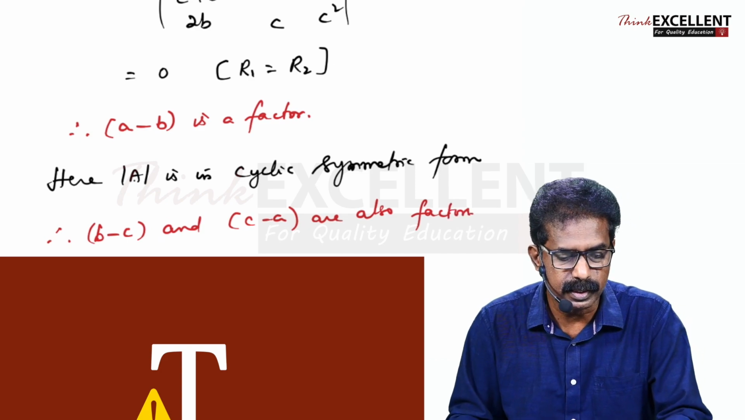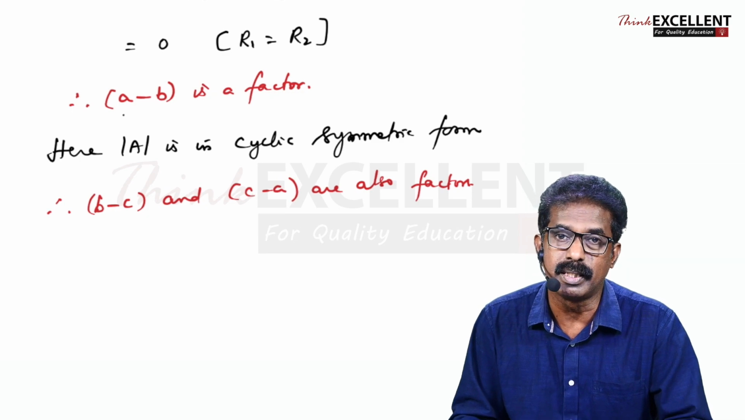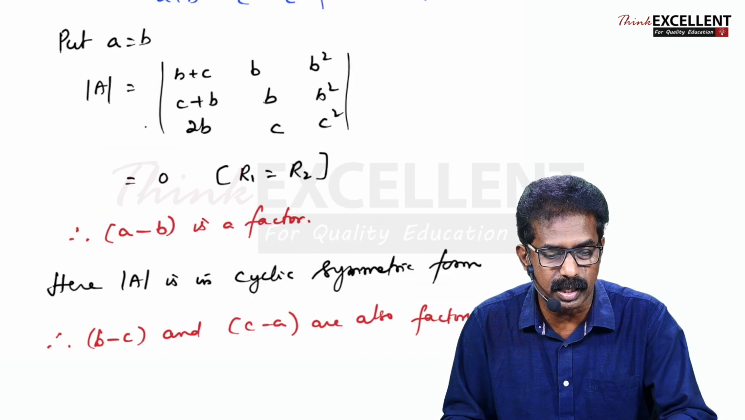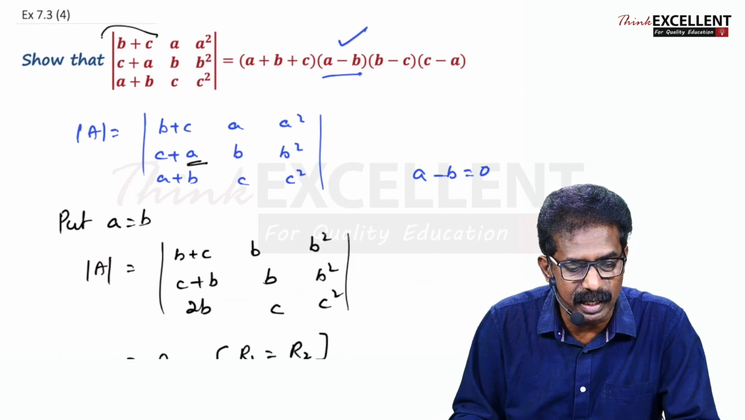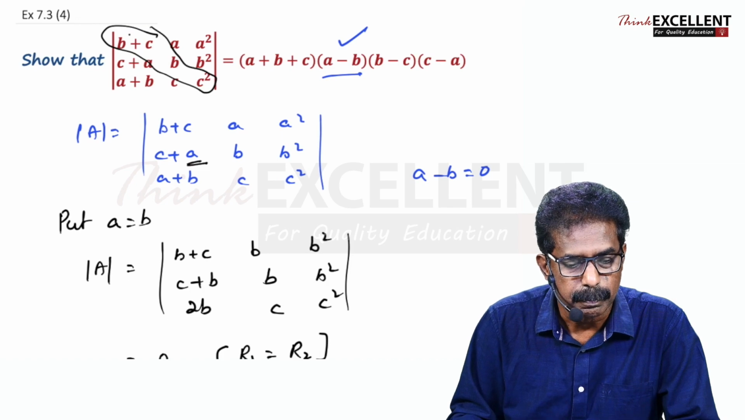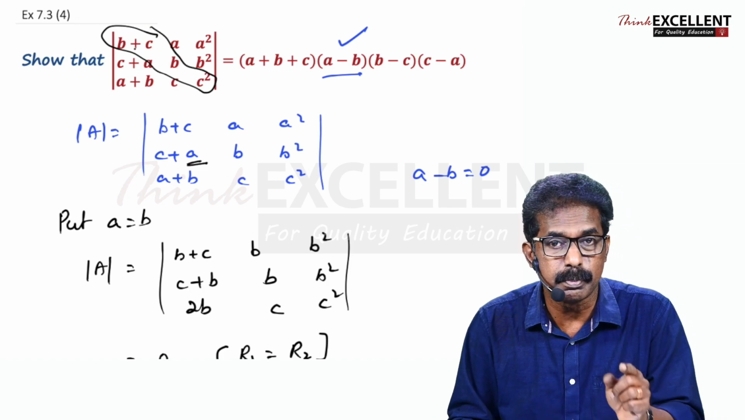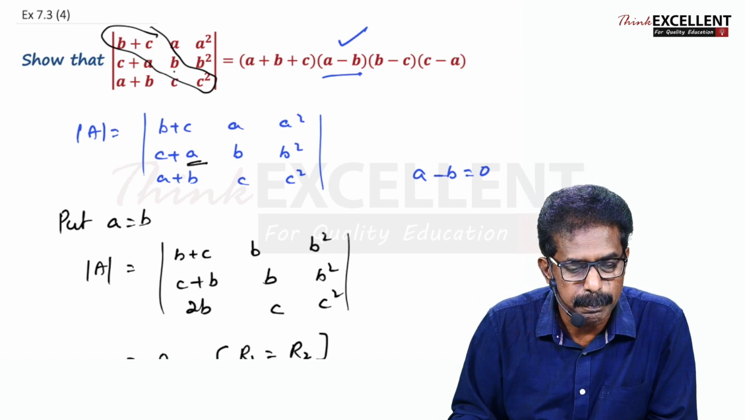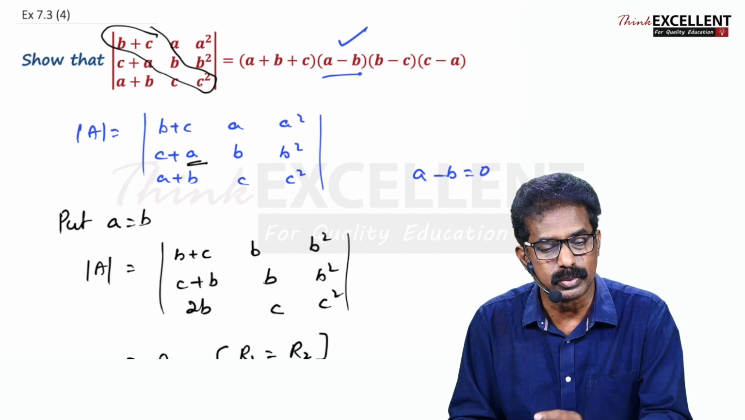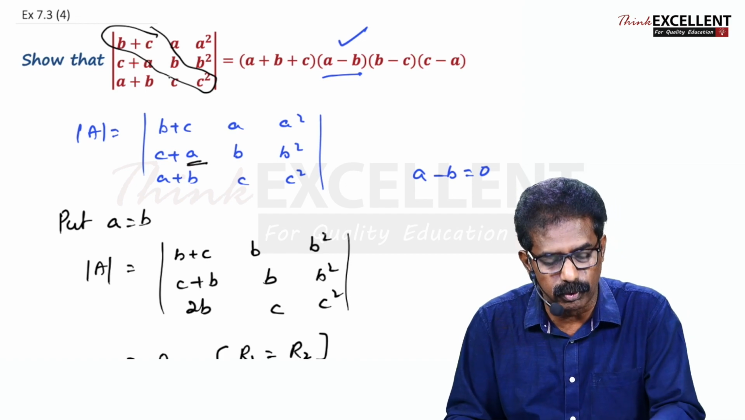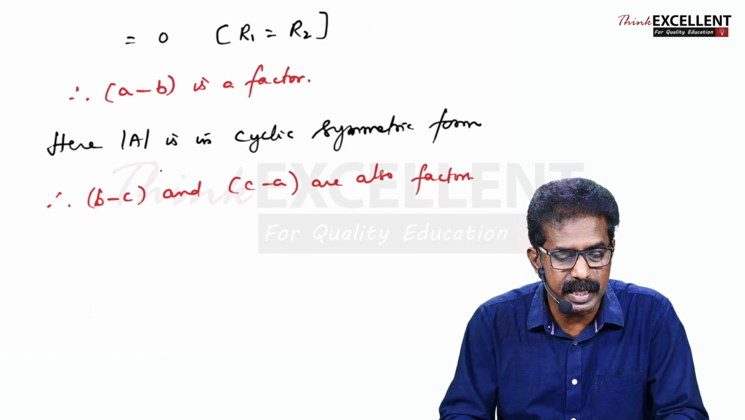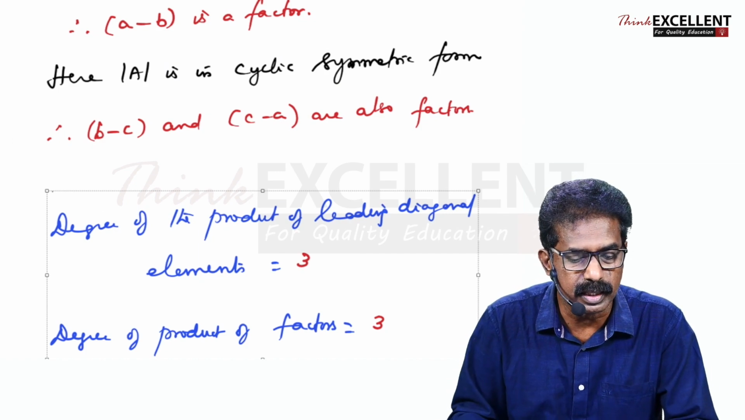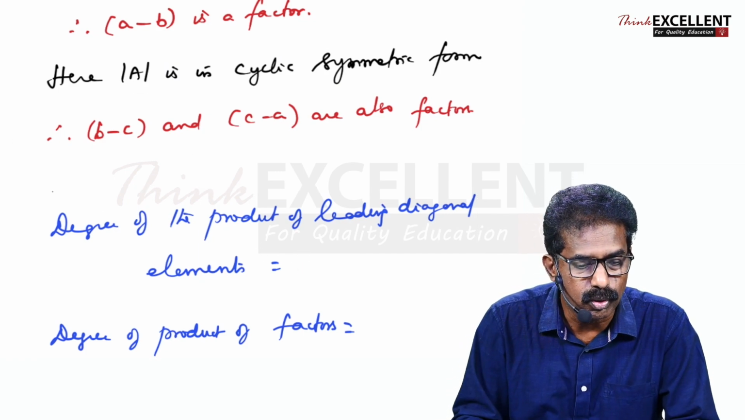Now please listen. What's the degree you got now? A minus B 1, B minus C 1, C minus A 1, 1 plus 1 plus 1, degree 3 you got. But see the degree of the diagonal. B plus C, degree 1 only. It is not B into C; B into C means 1 plus 1, 2. B plus C, so it is 1 only. Then B, degree 1. C square, degree 2. So 2 plus 1, 3 plus 1, 4. So the degree of the leading diagonal elements is 4 here.